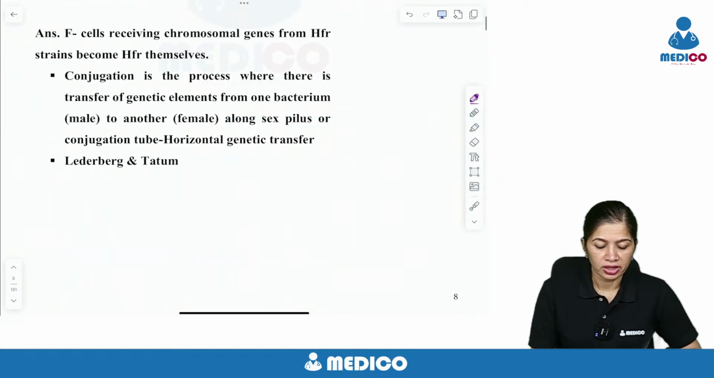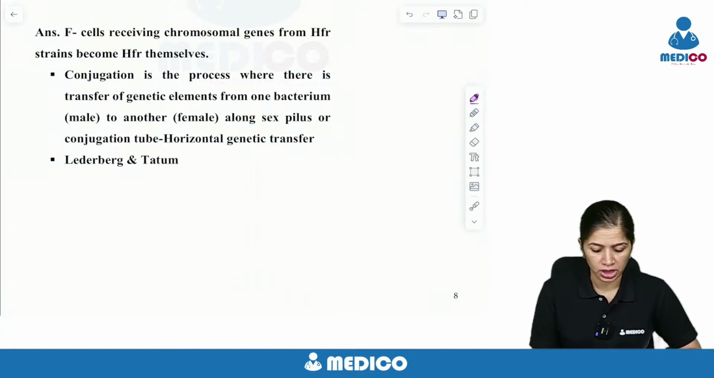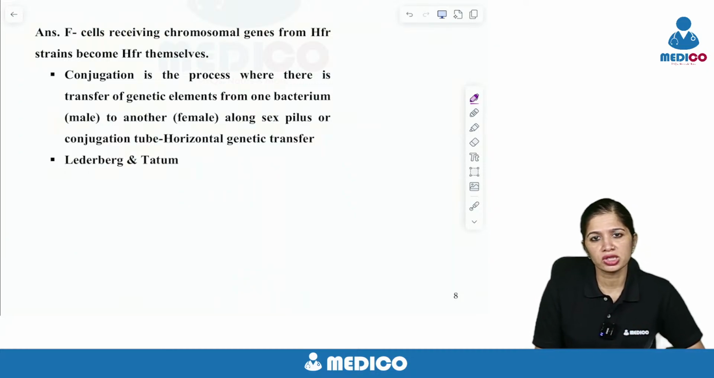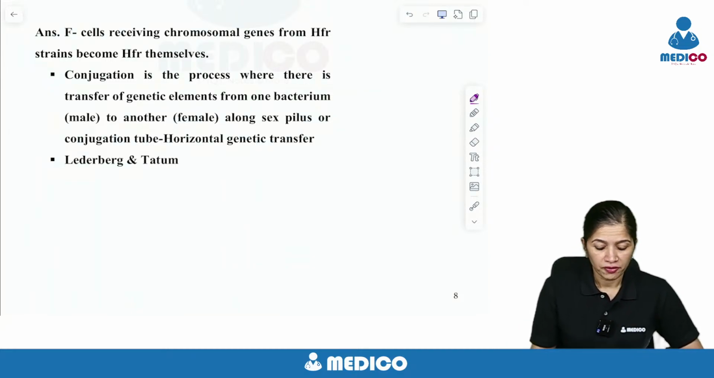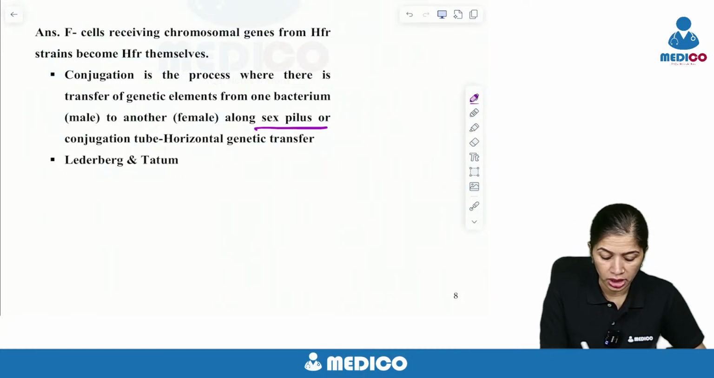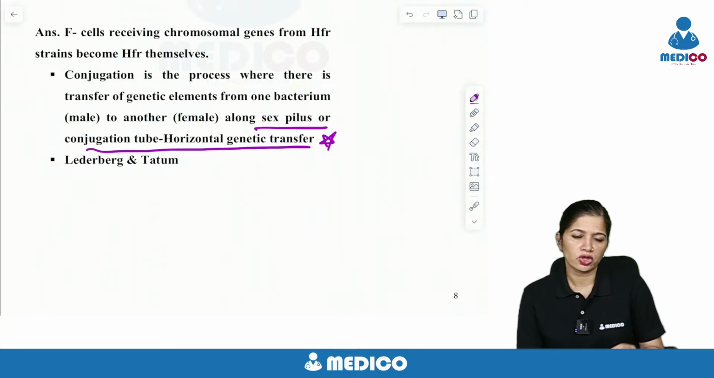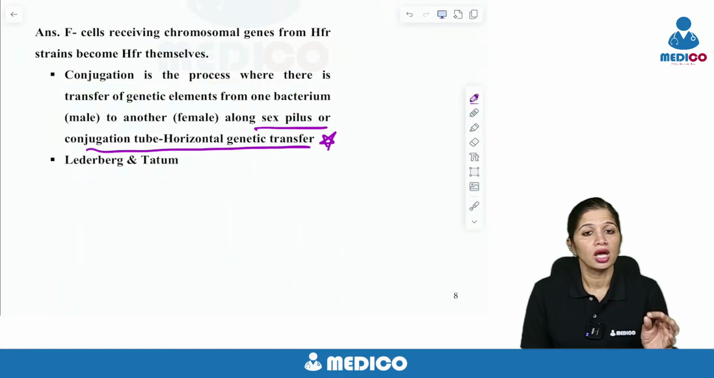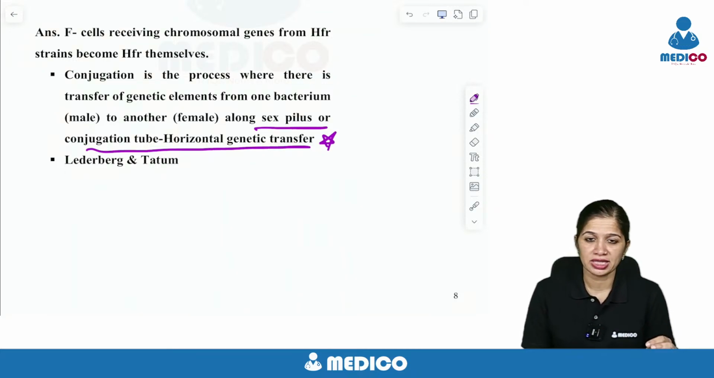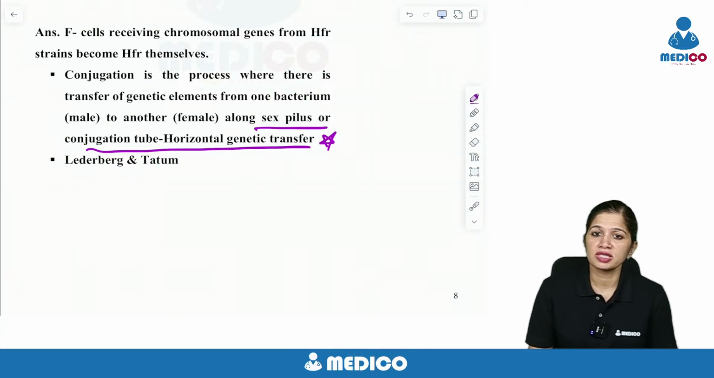So let us look at this. First, let's try to make an idea about the process of conjugation. So what is conjugation? Conjugation is basically the process of transfer of genetic elements from one bacterium to another through the agent of a sex pilus or a conjugation tube, and it's a method of horizontal gene transfer. So you have to imagine a physical tube, that is a conjugation tube or a sex pilus as it is called, that is acting as a channel for the transfer of genetic elements from one to the other.